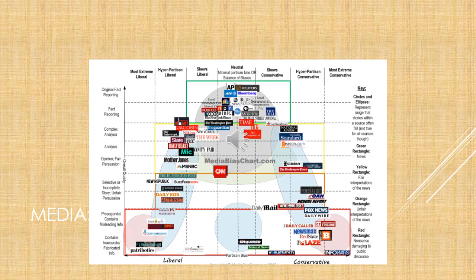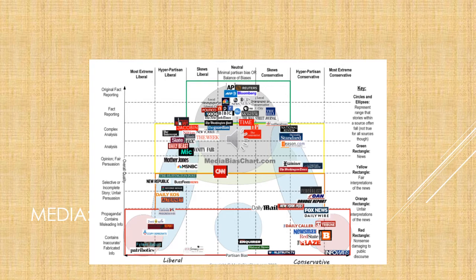So if I were to write an essay on this, I might defend CNN and say, in fact, they are closer to being fact reporting and unbiased. They do give opinion, so that's probably part of the reason they're in the middle. But NPR, it's never opinion. It's always straight information. Reuters, Bloomberg, straight information. Time, just the facts.